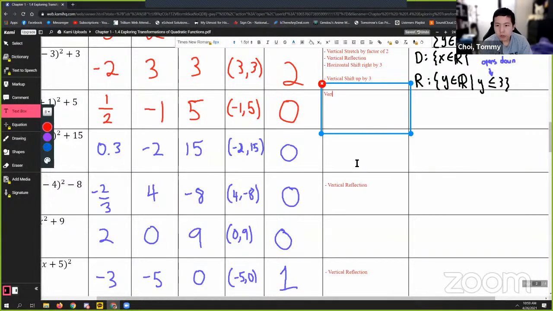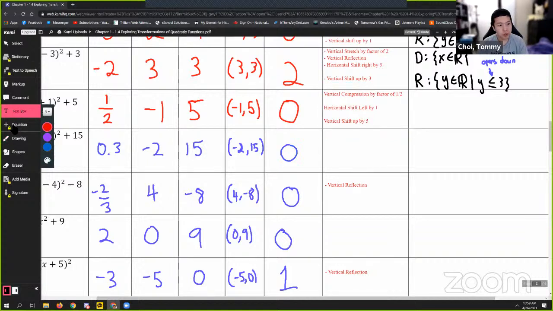So this one here, you should have said vertical compression by factor of 1/2. Because the number is a decimal smaller than 1, it should be 1/2. Horizontal shift left by 1, and a vertical shift up by 5. So those are our transformations there.